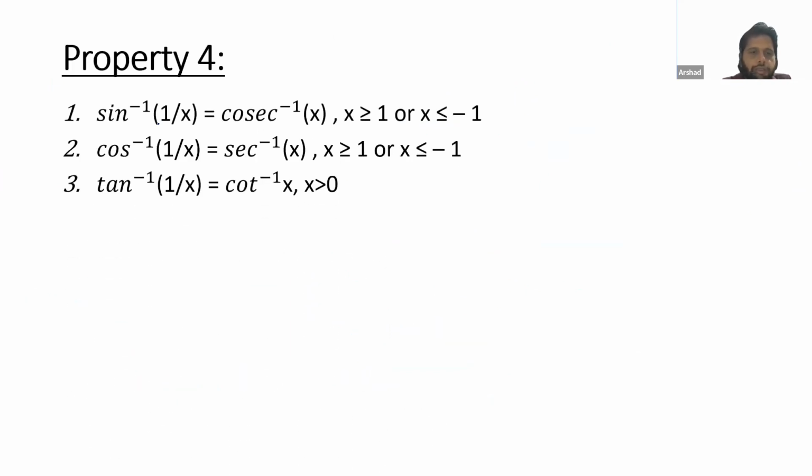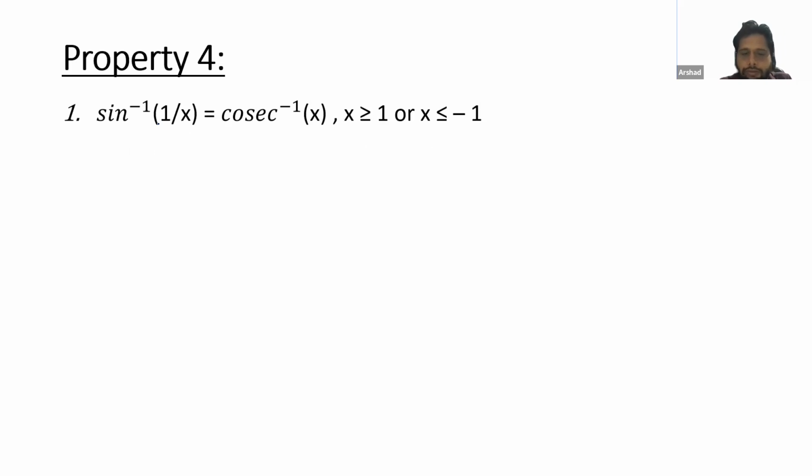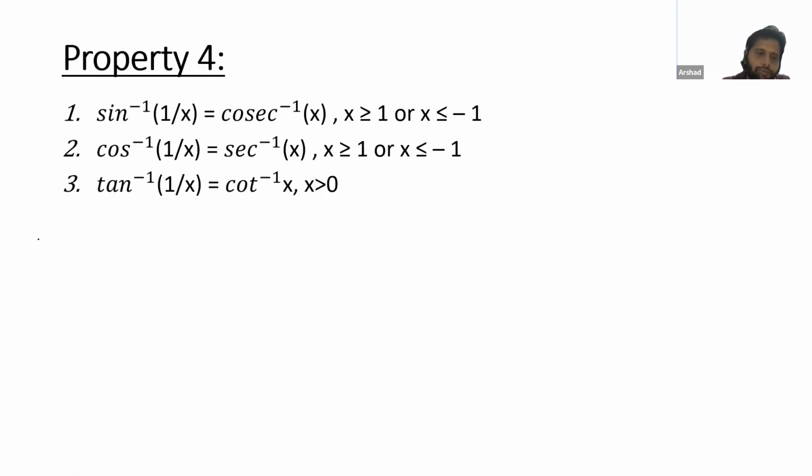Okay, the next property. Sine inverse 1 by x is cosec inverse x. Cos inverse 1 by x is sec inverse x, tan inverse 1 by x is cot inverse x. So we will do the proof of one of these.